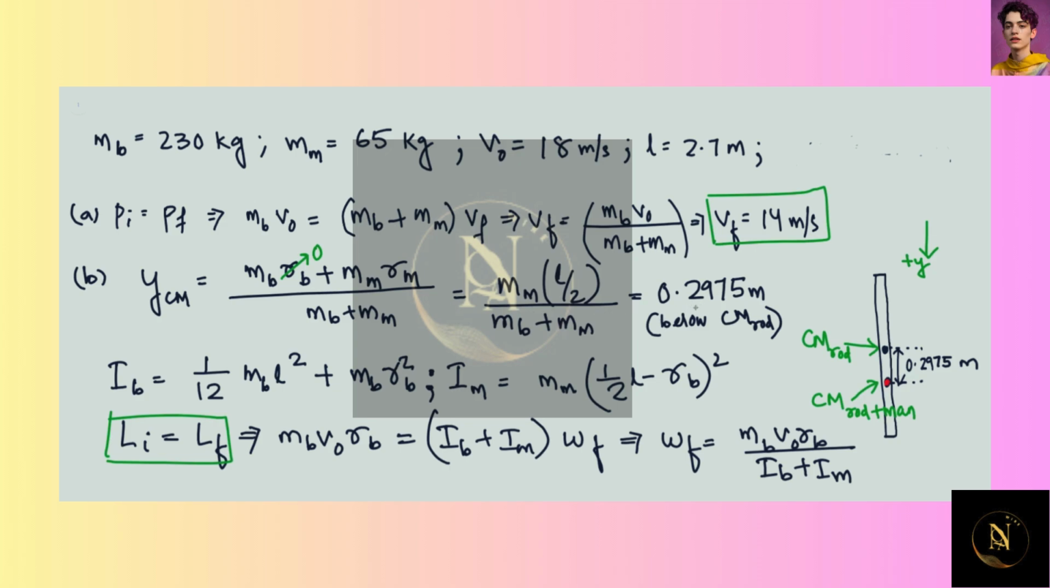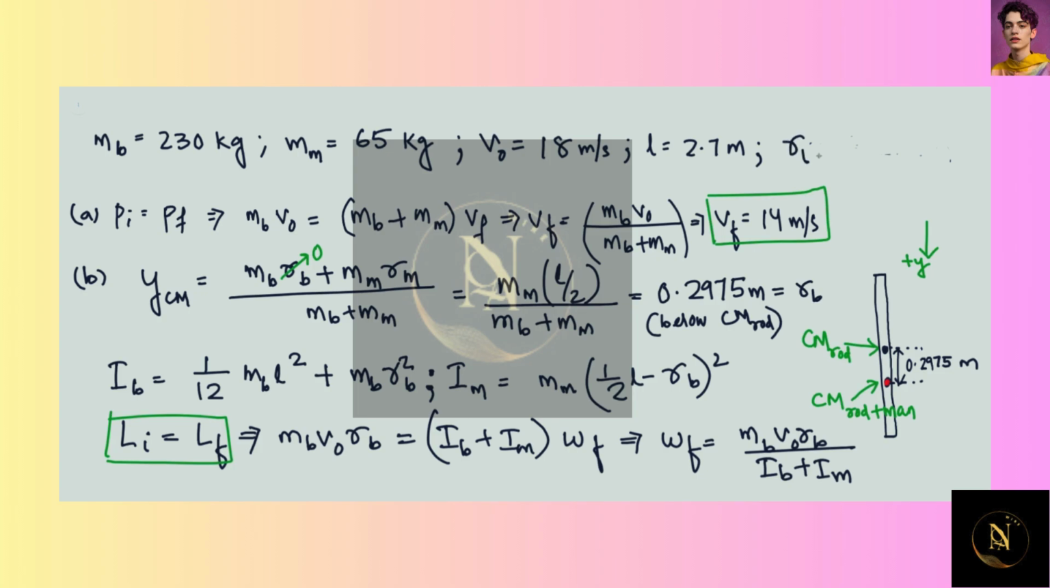So we do the calculation using the values listed over here and find the center of mass to be equal to 0.2975 meter below the center of mass of the rod. So this distance over here is the center of mass of the rod plus man, and this is the position of the center of mass of the rod plus man. And 0.2975 is the distance between both the centers of mass. So we denote this value right here to be R_B.